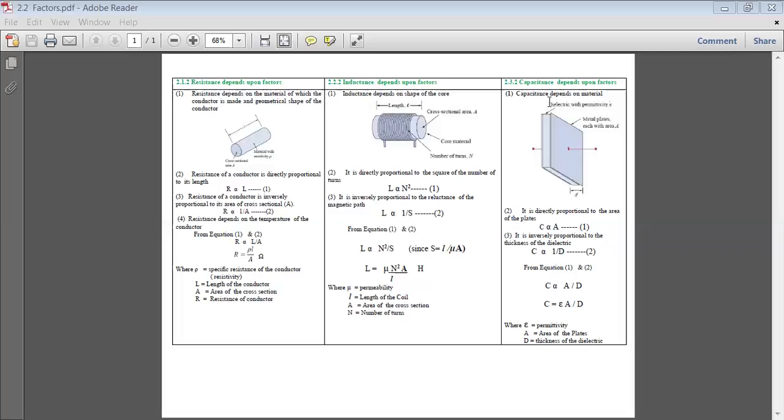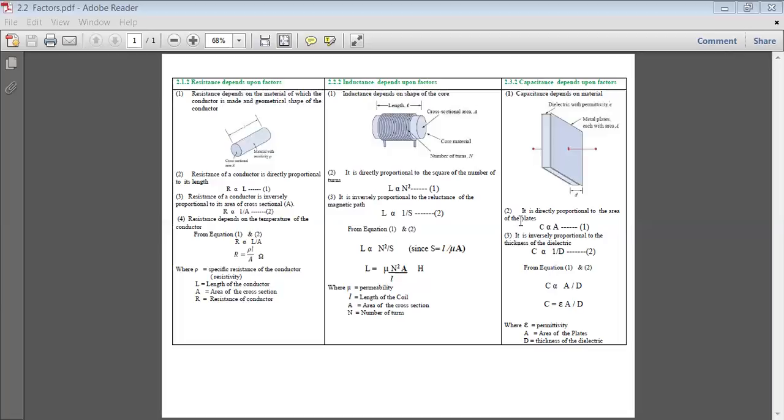Now come to the third one, capacitance. Capacitance depends upon some factors. First one, it depends upon the material. What kind of material are you taking? The capacitor will have two plates. Already we have discussed that it has two plates and one dielectric medium. So it depends upon the material.